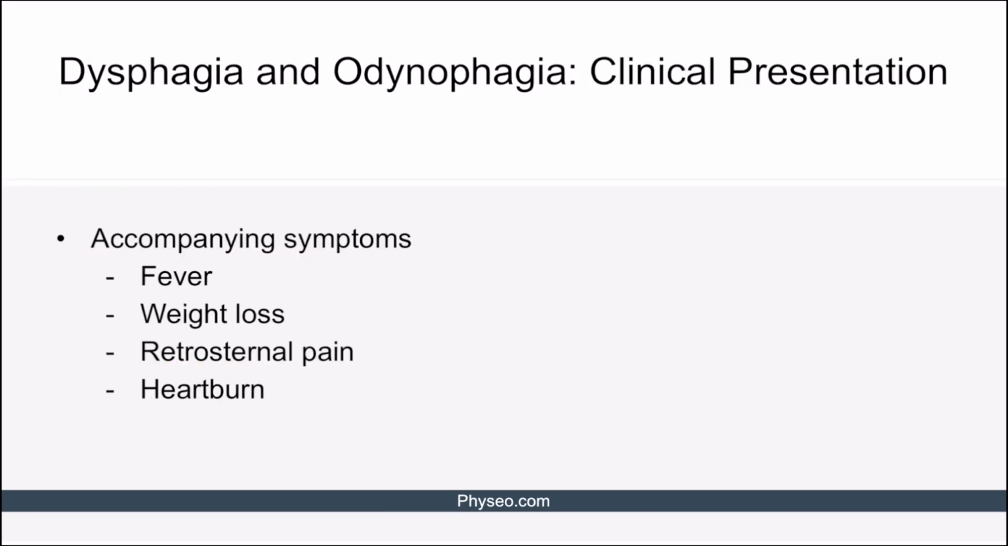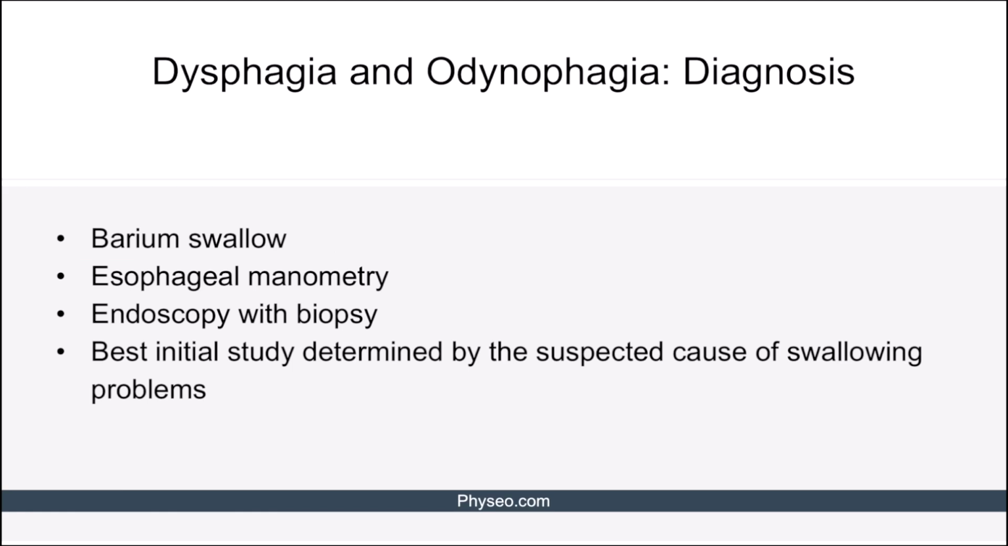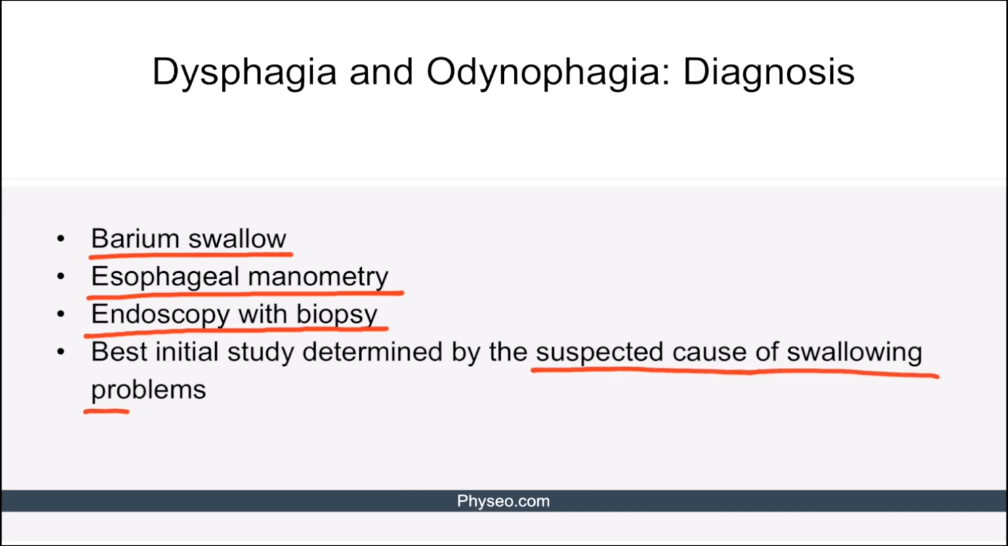Except for difficulty swallowing and painful swallowing, dysphagia and odynophagia may be accompanied by fever, weight loss, retrosternal pain, and heartburn. Accompanying symptoms depend on the specific underlying cause of dysphagia and odynophagia. Most common studies used to diagnose the specific cause of dysphagia or odynophagia include barium swallow, esophageal manometry, and endoscopy with biopsy. The best initial study is determined by the suspected cause of swallowing problems.